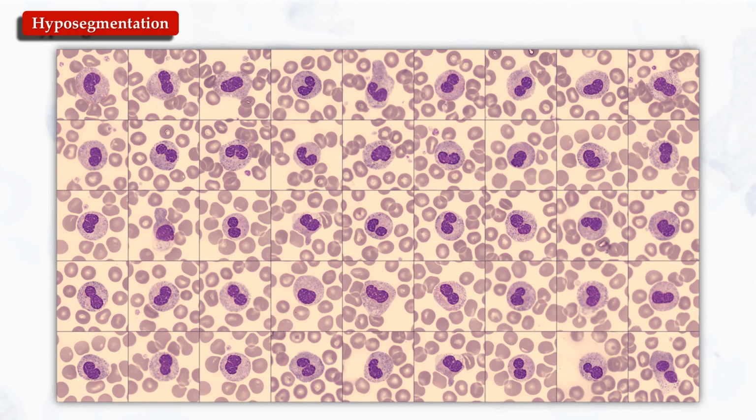Composite image of peripheral blood smear from a patient with Pelger-Huët anomaly showing hyposegmented neutrophils.